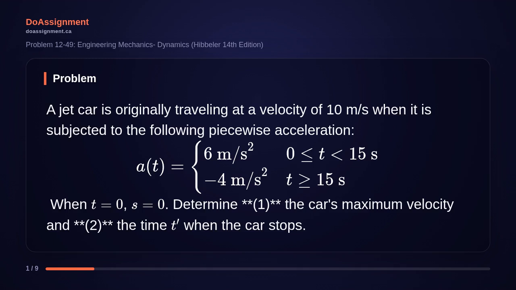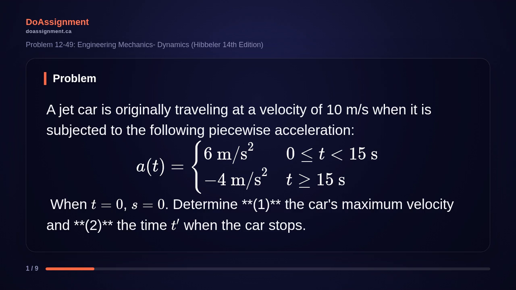A jet car is originally traveling at a velocity of 10 meters per second when it is subjected to a piecewise acceleration. The acceleration equals 6 meters per second squared for times from 0 up to 15 seconds, and then equals negative 4 meters per second squared for all times at or after 15 seconds. At time 0, the position is 0. Determine first the car's maximum velocity, and second, the time t' when the car stops.